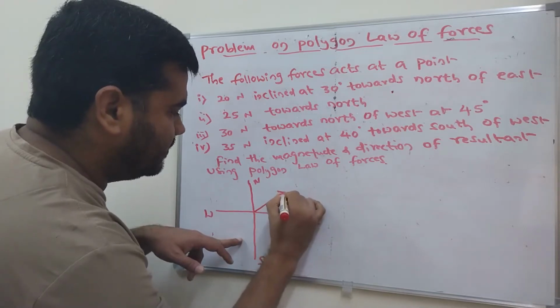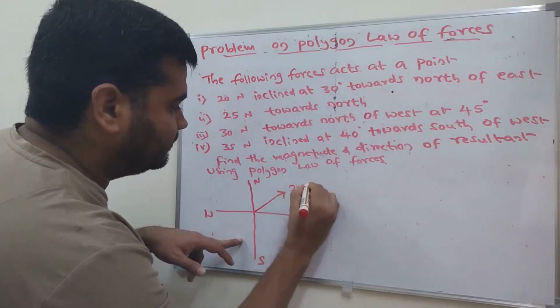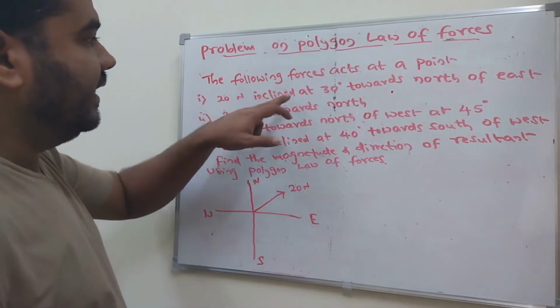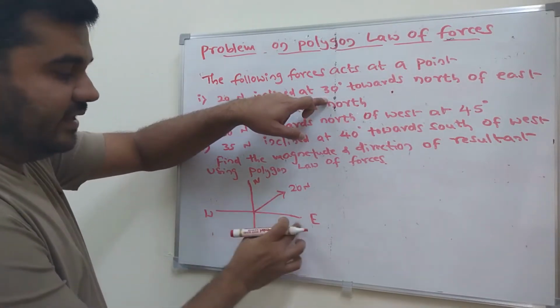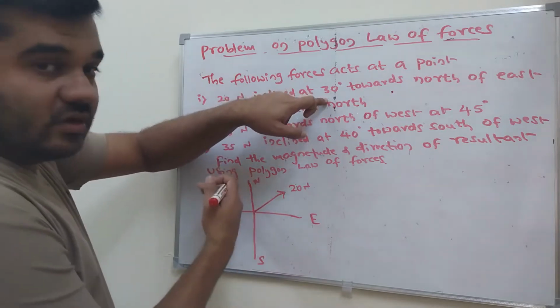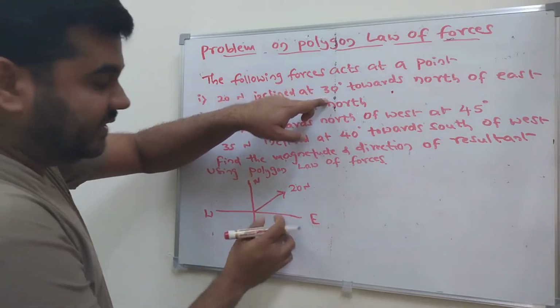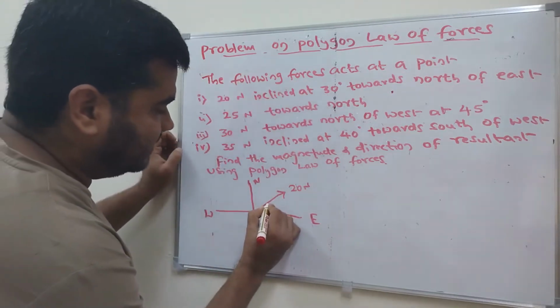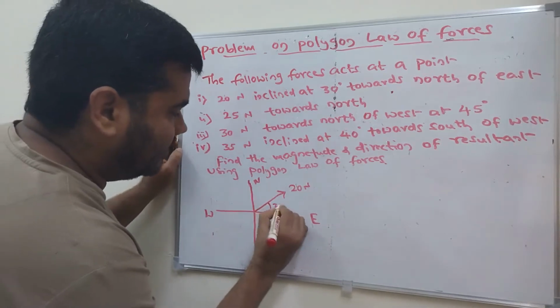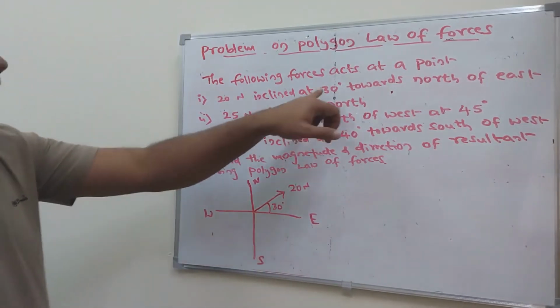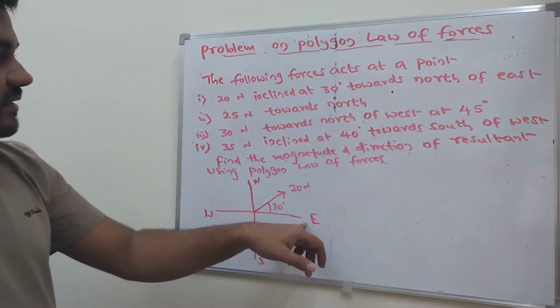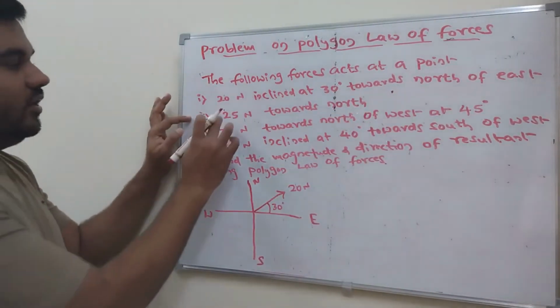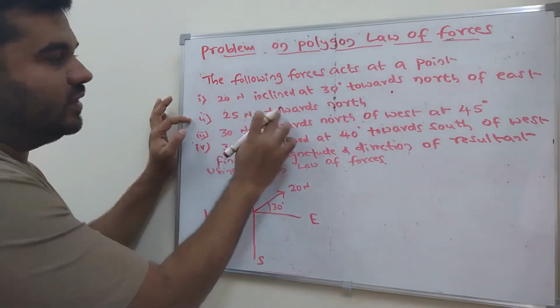This is 20 Newton inclined at 30 degrees. 30 degrees where? With respect to east or with respect to north? It is towards north, but starts at east. It means the 30 degrees comes here. That is 30 degrees towards north of east. Okay. Next, second force, 25 Newton towards north.